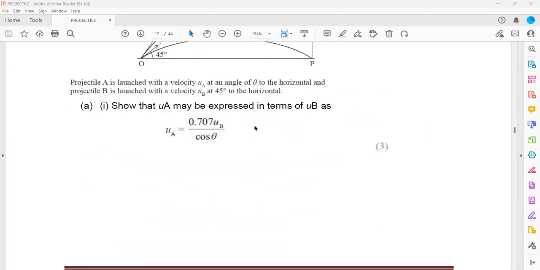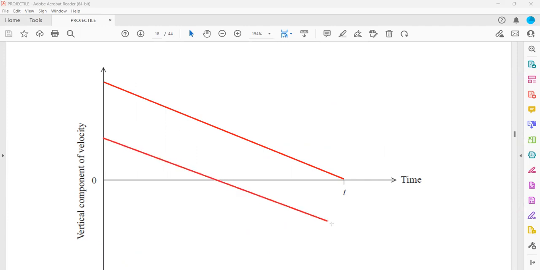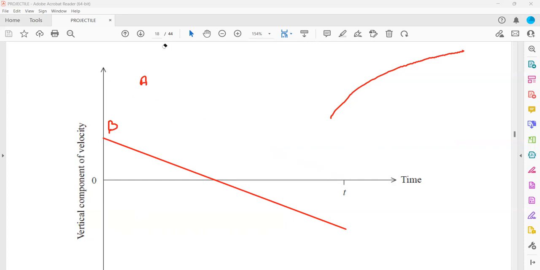So when we plot for A, A has a higher vertical component, so this will be for A. And B will have a lower vertical component. When it is going up, it is decreasing, then when it is coming down, it will increase. So this one is for B, and this one is for A. Why? Because A was rising, so its vertical component was decreasing, but it cannot be zero, because it does not reach its maximum height.